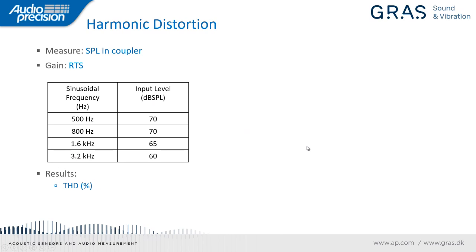For harmonic distortion, we measure the sound pressure level in the coupler. The gain of the device is the reference test setting, and there are 3 or 4 frequencies specified with levels. So we have 500 hertz at 70 dB/SPL, 800 at 70, 1.6 at 65, and in some cases 3.2 kilohertz at 60 dB/SPL. The result here is just the total harmonic distortion in percent.